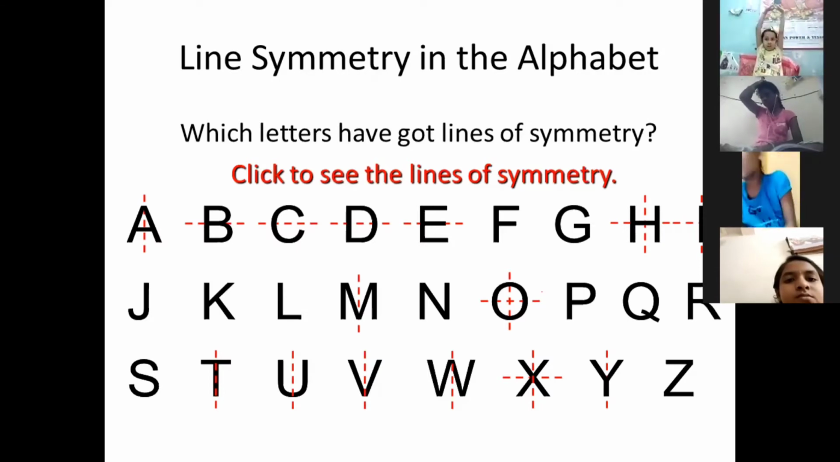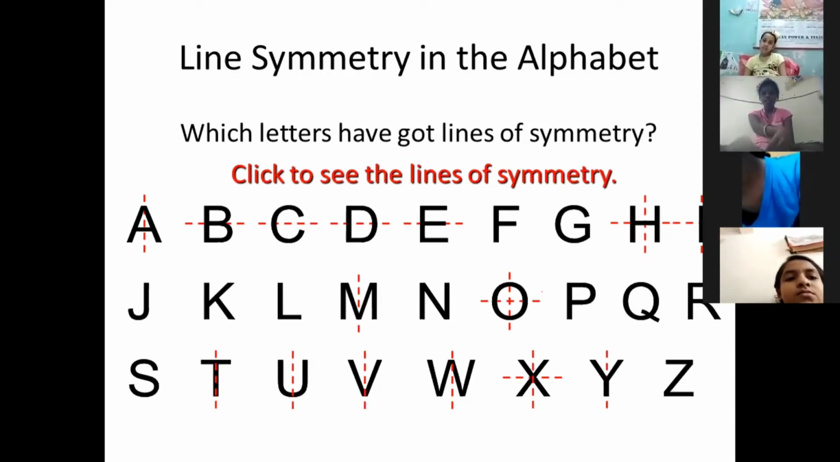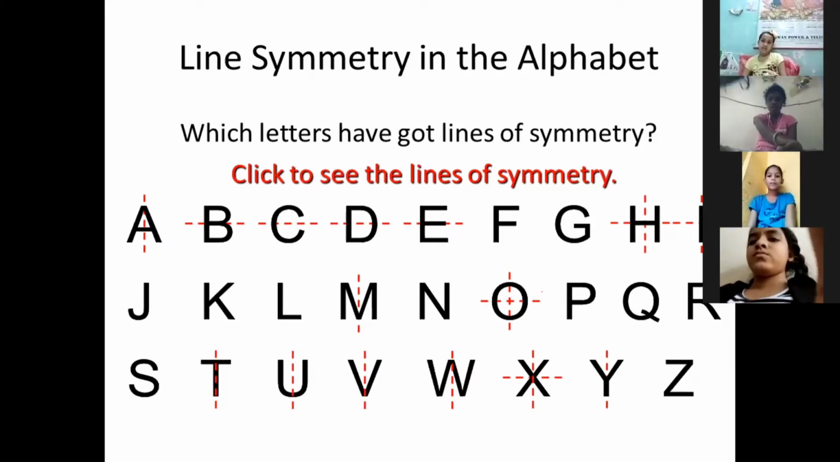Horizontal line of symmetry: B, C, D, E, H, I, O, X. These letters have a horizontal line of symmetry. And both vertical and horizontal, how many? 4 letters have both vertical and horizontal lines of symmetry: H, I, O, X.